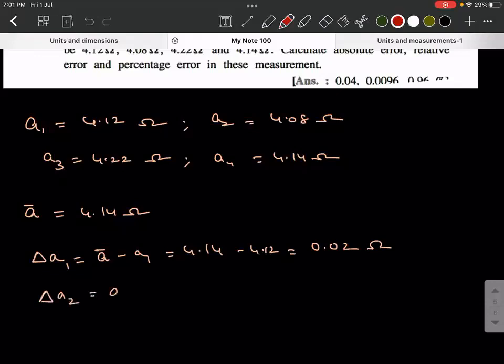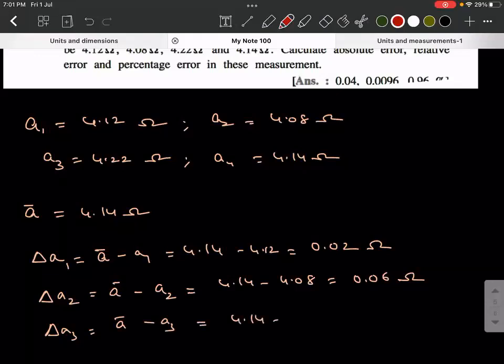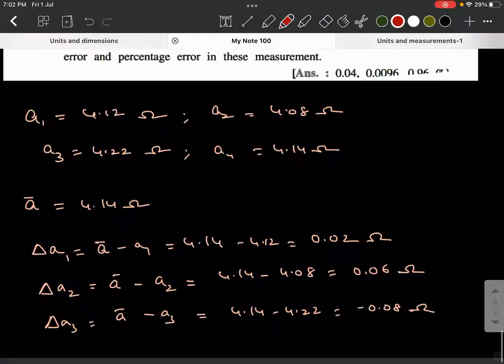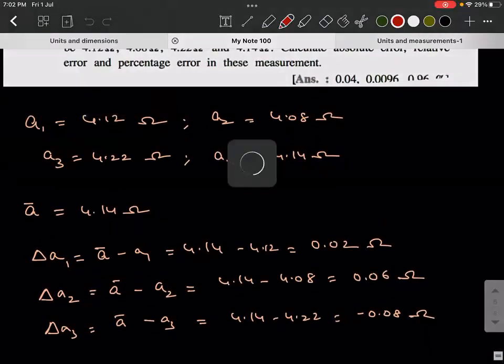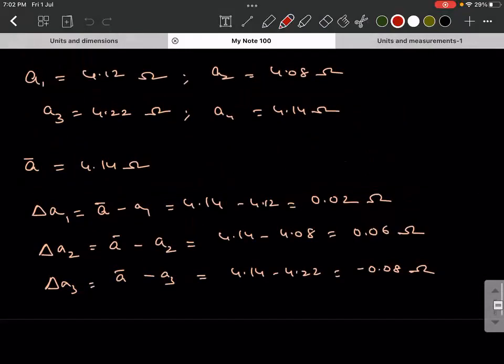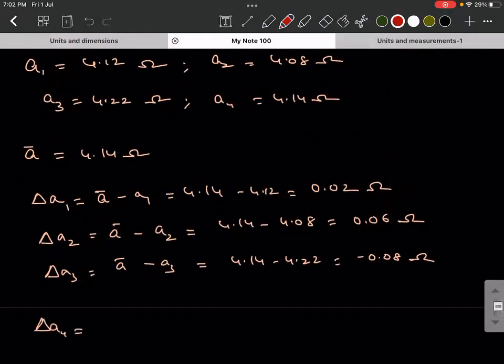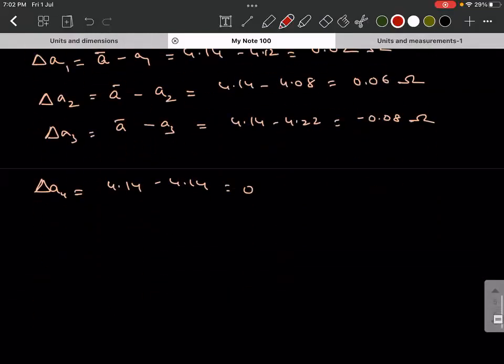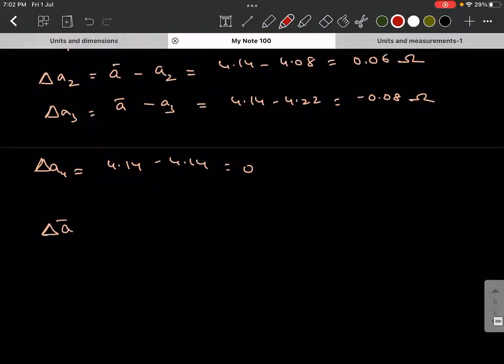What is delta A2? A bar minus A2. A bar is 4.14 minus A2 is 4.08. So you'll get 0.06 ohm. Delta A3 is A bar minus A3. 4.14 minus 4.22, you will get minus 0.08 ohm. Delta A4, 4.14 minus 4.14, that is a 0. So what is delta A bar?